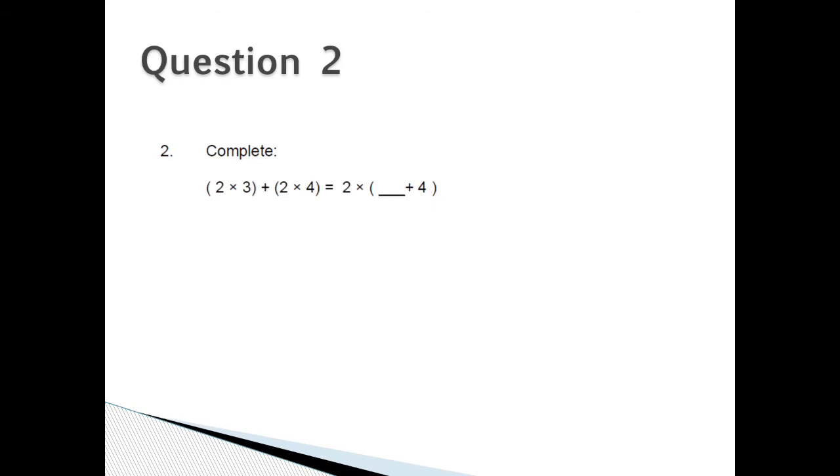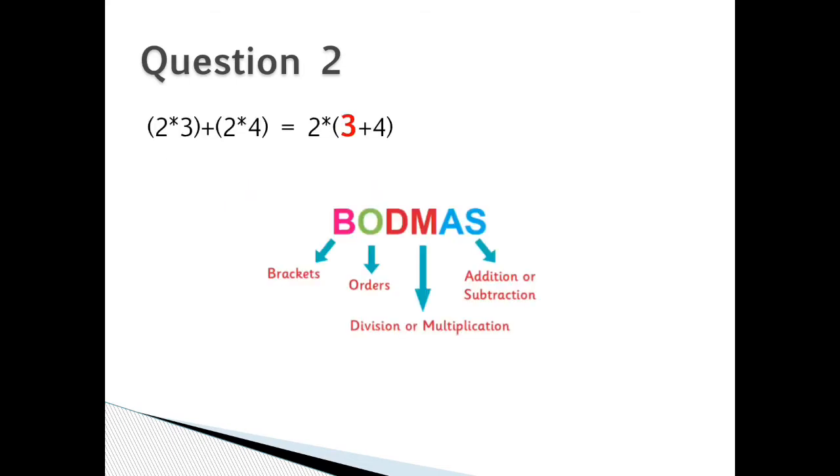Complete: (2 times 3) plus (2 times 4) is equal to 2 times (x plus 4). It's always important to remember the rules of BODMAS. Brackets first, then orders, then division or multiplication, and then addition or subtraction. So in question 2, the missing number was 3. The requirement was not to solve the equation, but rather to add the missing number.